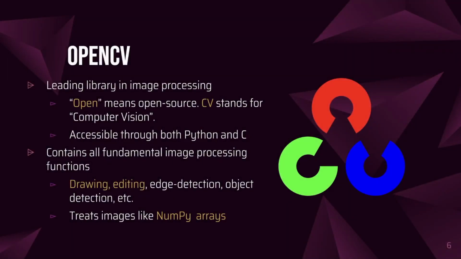OpenCV is a leading library in image processing. In the word OpenCV, open means open source, and CV stands for computer vision. OpenCV is accessible through both Python and C. What do you think this means? You can write OpenCV in the Arduino kernel, which uses the C language. But in this tutorial, we'll only focus on its Python version.